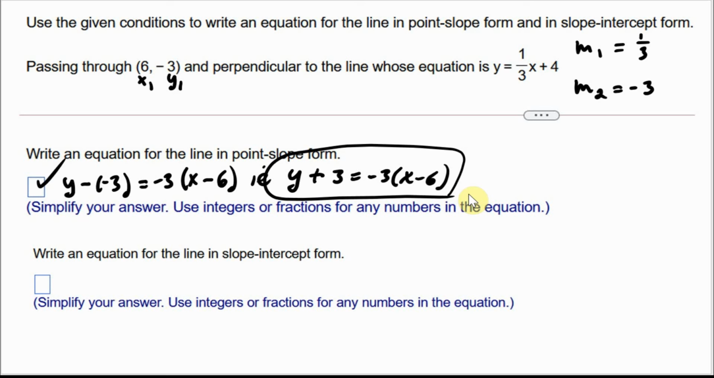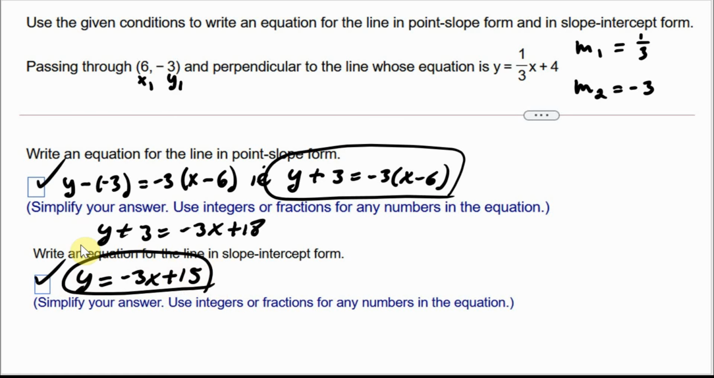And then just get y by itself. So y plus 3 is equal to negative 3x plus 18. Subtract 3 on both sides. We get y is equal to negative 3x plus 15. Okay? That's it there.